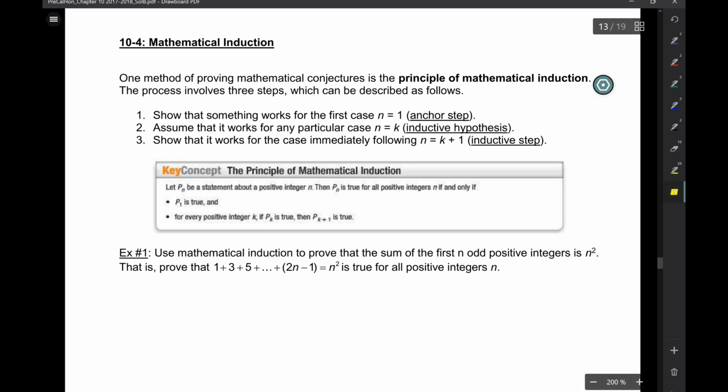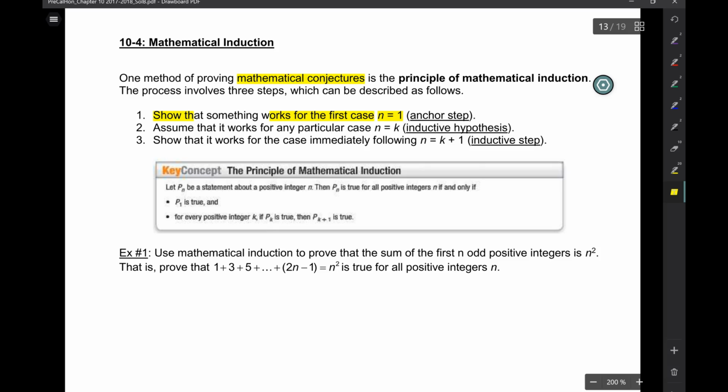So mathematical induction is a way of formally proving mathematical conjectures, right? It's called the principle of mathematical induction. The process involves 3 steps. First of all, when you have a conjecture, show that it works for the first case, like when n equals 1. We call that the anchor step.